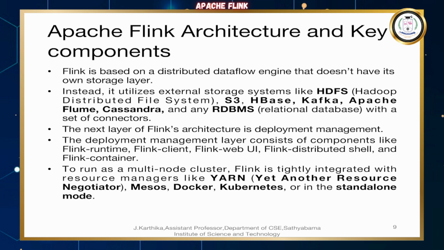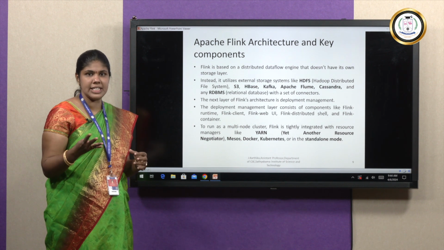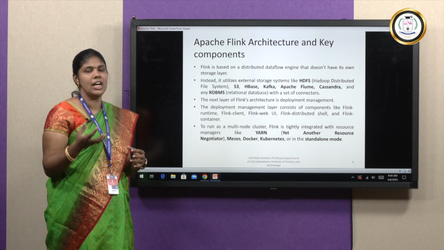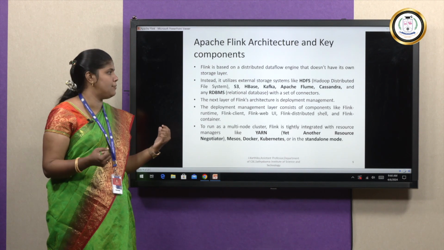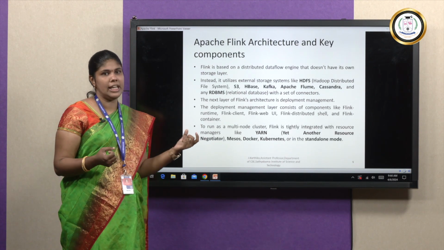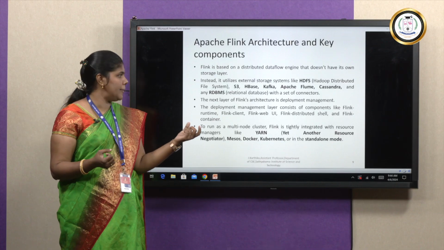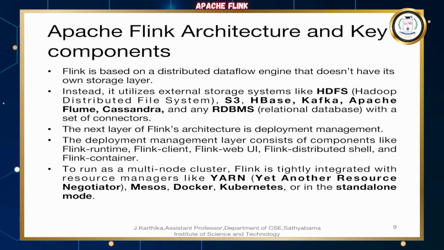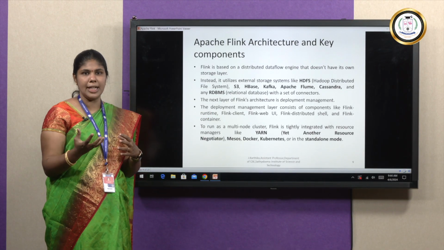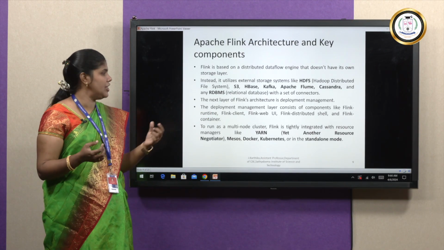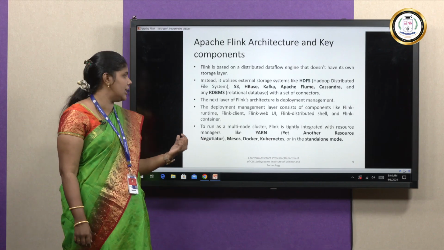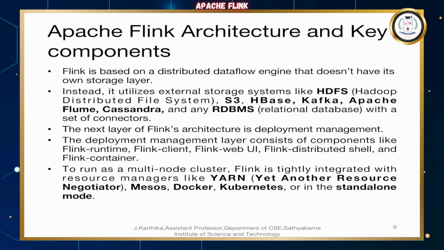In Apache Flink, it doesn't have its own storage. Instead it uses external storage like HDFS, S3, Kafka, Cassandra or a DBMS. These kinds of external data storage are used for Apache Flink. The next one is the deployment layer. The deployment layer consists of components like Flink runtime, Flink client, Flink web UI, and Flink distributed shell. If you want to work with multiple nodes, then we need to integrate with YARN, that is Yet Another Resource Negotiator. Others like Docker and Kubernetes are also used if you want to work with multiple nodes.